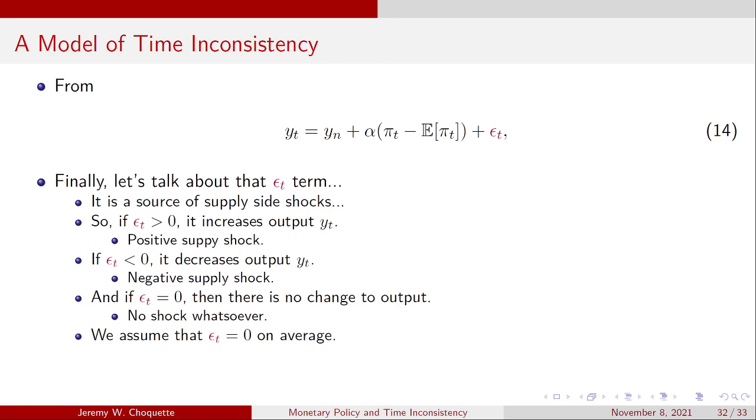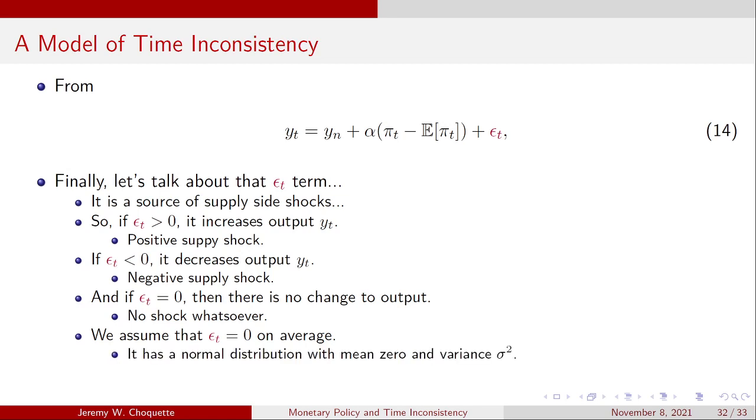Now, it doesn't mean it's always going to be equal to 0. It just means that on average, it's 0. So we won't be relying on shocks to affect the rate of output at any point in time. It's not like, oh, well, I think that there's going to be a positive supply shock tomorrow. No, you would expect that tomorrow there is going to be no supply shock whatsoever.